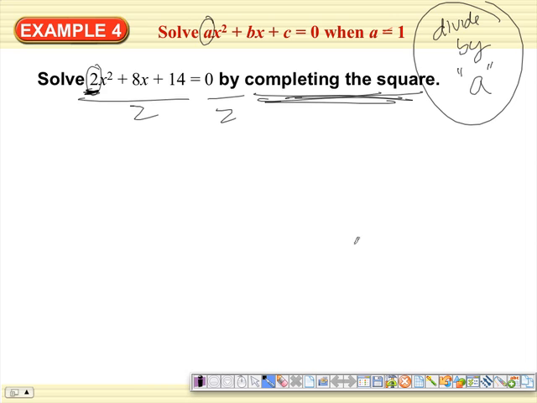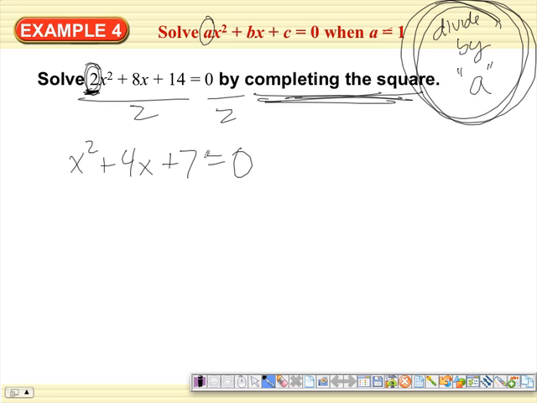Alright, so example 4. How do you solve when you have ax squared plus bx plus c equal to 0? We divide by A. So divide by 2. Here we go. x squared plus 4x plus 7 equals 0. Now it looks like the last problem, doesn't it? All you have to do is complete the square. Find the c, complete the square. So how do you solve these? Basically the only thing is divide by A and then it's normal again. Go ahead, you finish the problem. The same as the last problem.